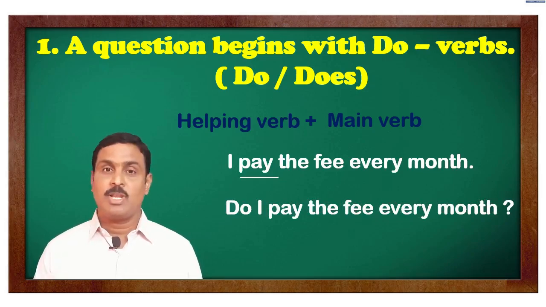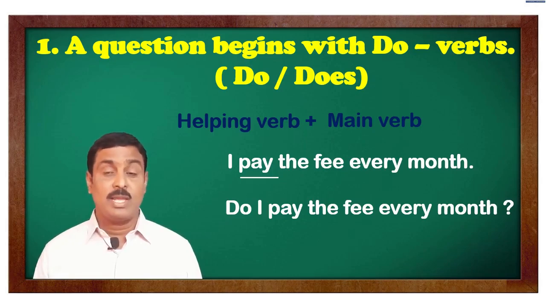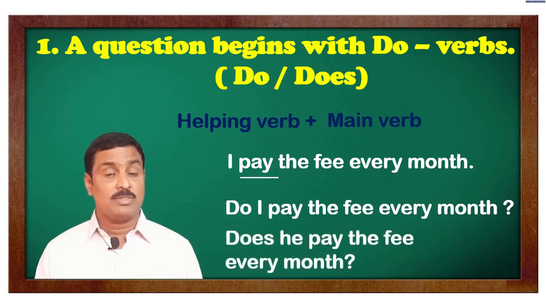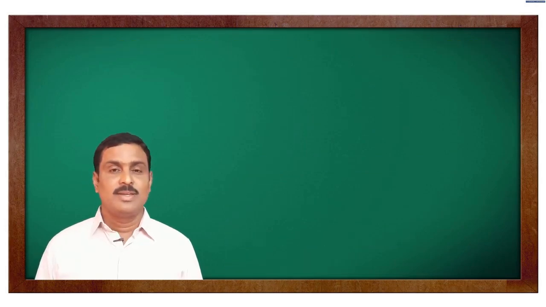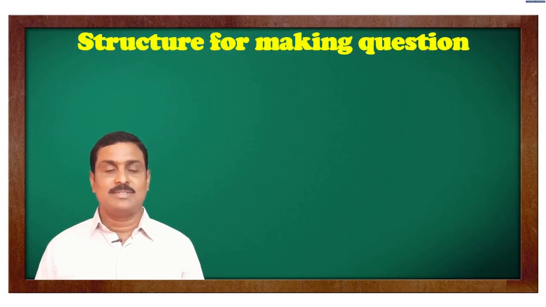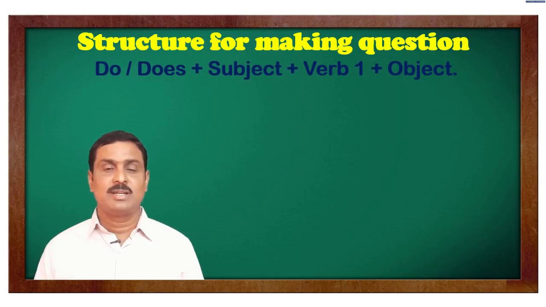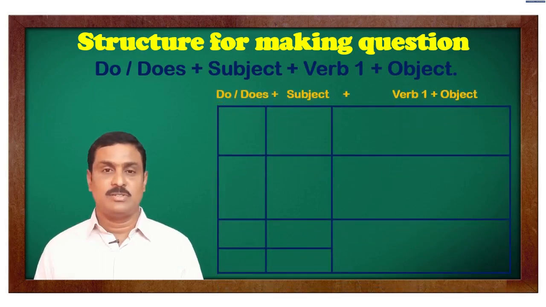Like this we can frame some questions like, do we pay the fee every month? Do you pay the fee every month? Does he pay the fee every month? Does she pay the fee every month? Like this. Here we have the structure for making questions in simple present tense: do or does, then subject, then base form of the verb, and then object. By using the above structure, let's try to make some questions.